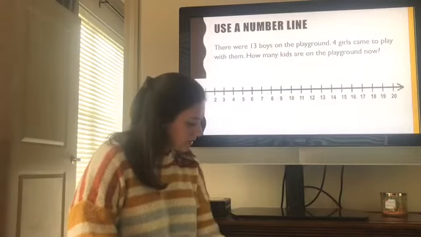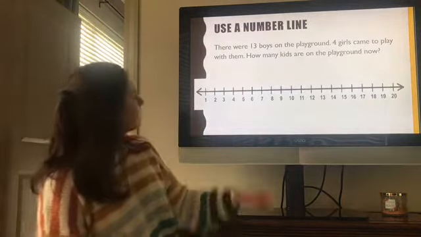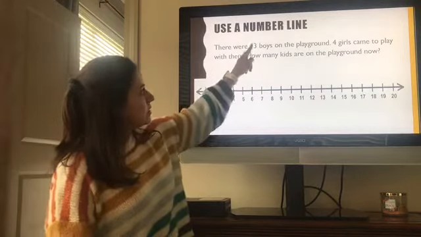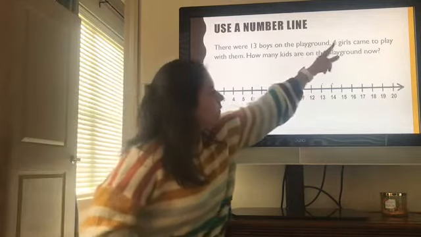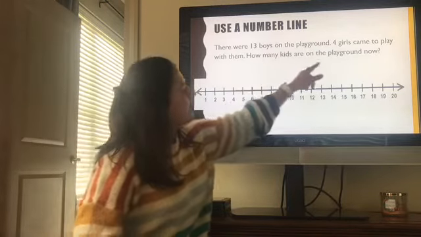So let's read the problem and figure out what is going on first. There were 13 boys on the playground. 4 girls came to play with them. How many kids are on the playground now?